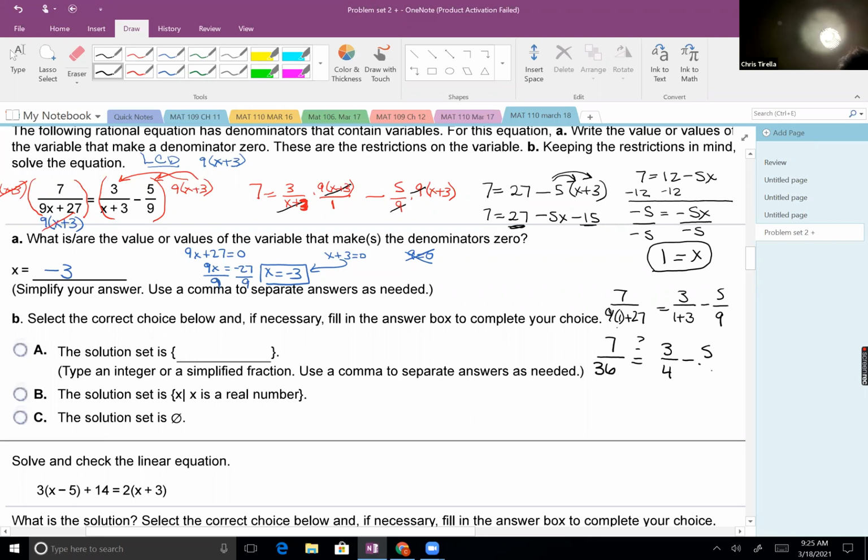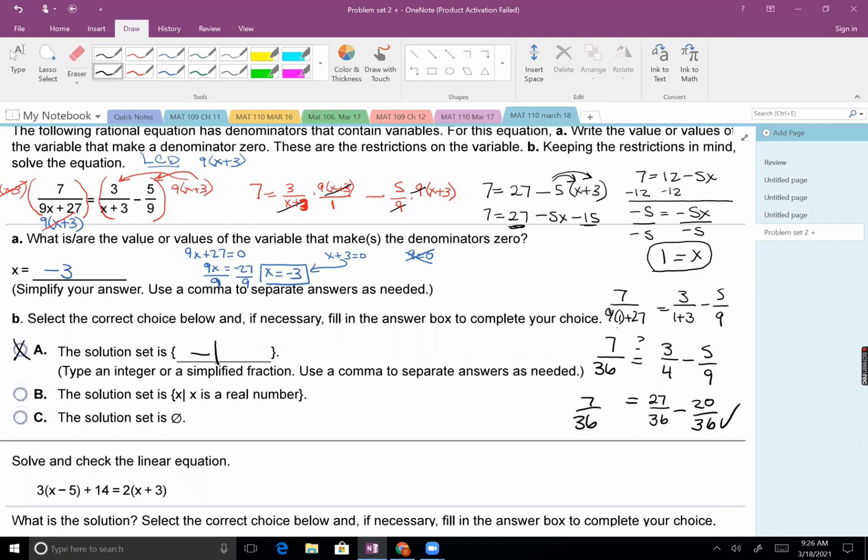3/4 minus 5/9? Common denominator would be 4 times 9, 36. So multiplying by 9, I get 27 over 36, minus multiplying by 4, I get 20 over 36. And so when I subtract, I do get that 7 over 36, and it checks. So our solution set is just that one number, negative 1. That one okay?